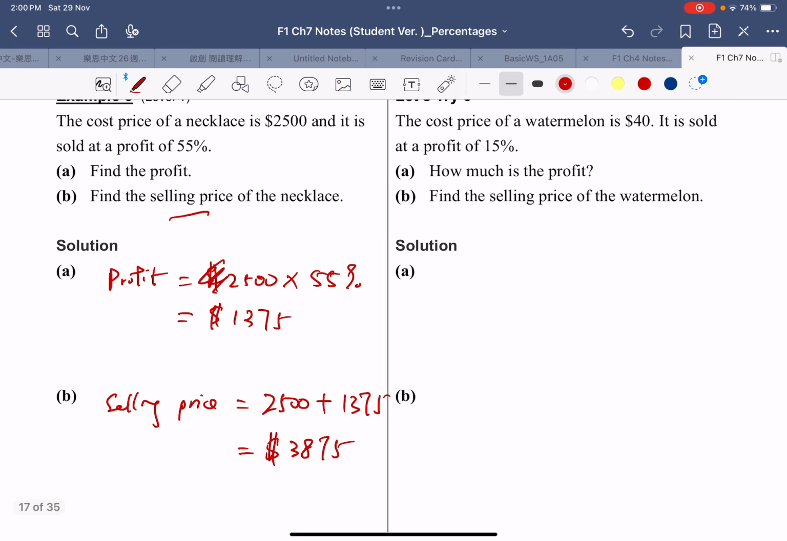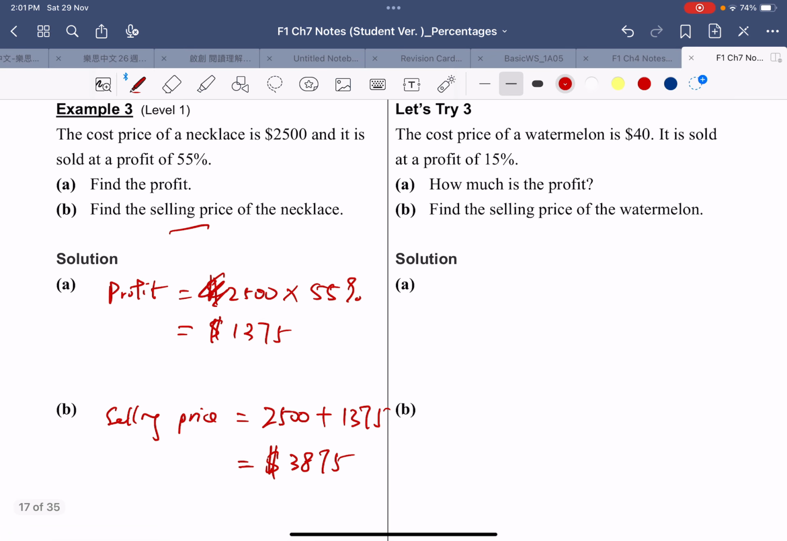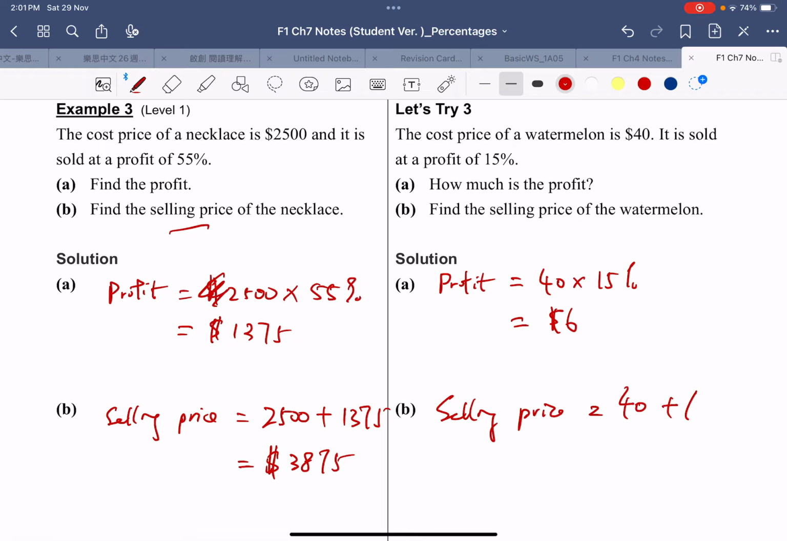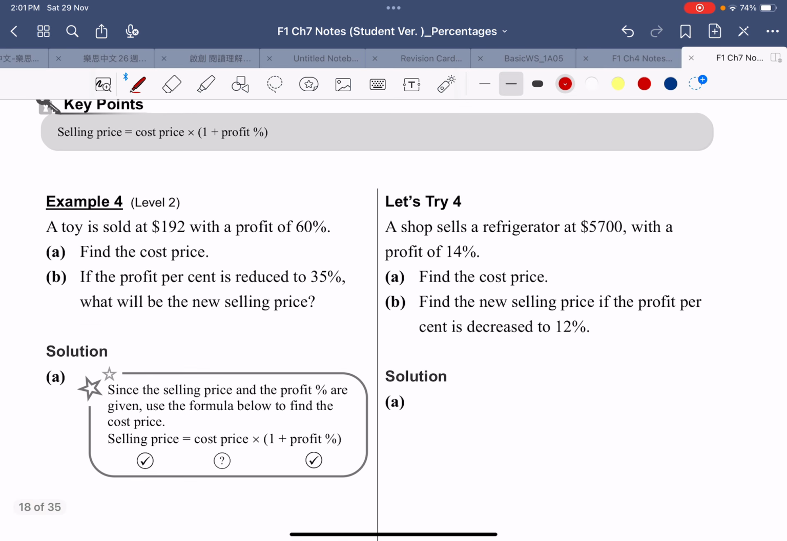So now it's your turn to calculate. Let's try. Again, calculate the profit first. It should be equal to $40 times 50%, equal to $6, simple. And then the selling price is 40 plus the $6 you earn, then the amount is 46. Alright, next, selling price will be equal to cost times 1 plus profit percent. This is the equation you are using.